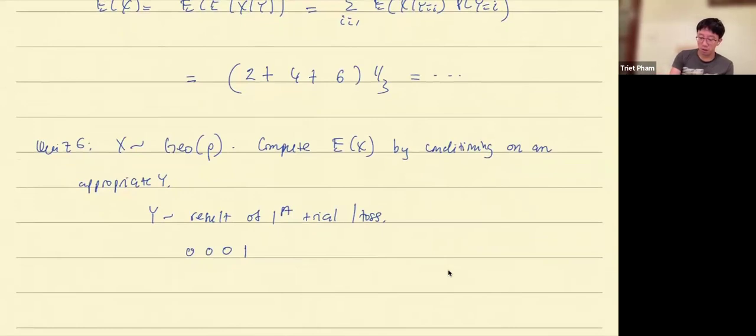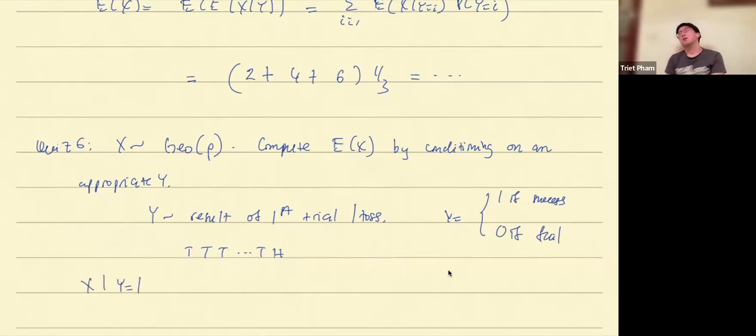And so, you know what? Let me just switch back to heads and tails just to make it easy. So tails, tails, tails, whatever, and then heads. So y right here will be 1 if the first try was a success, and 0 if failure. So what is the conditional distribution of x given y equals 1?